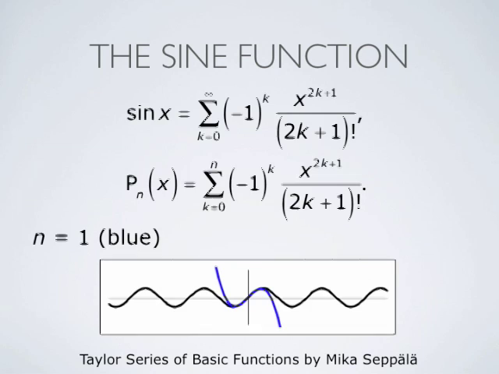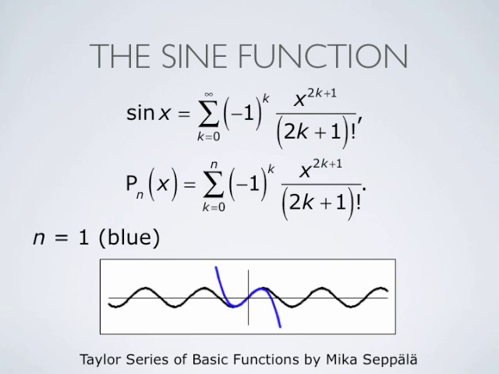This convergence can be pictured graphically in the following way. Consider the sine function and its Taylor polynomials P_n, which are defined by setting summation k from 0 to n, negative 1 to the power k, x to the power 2k plus 1 divided by (2k plus 1) factorial. In this picture, we see the graph of the sine function, which is the black curve, and that of the Taylor polynomial corresponding to the value n equals 1. This is the Taylor polynomial of degree 3. Its graph is the blue curve shown here.